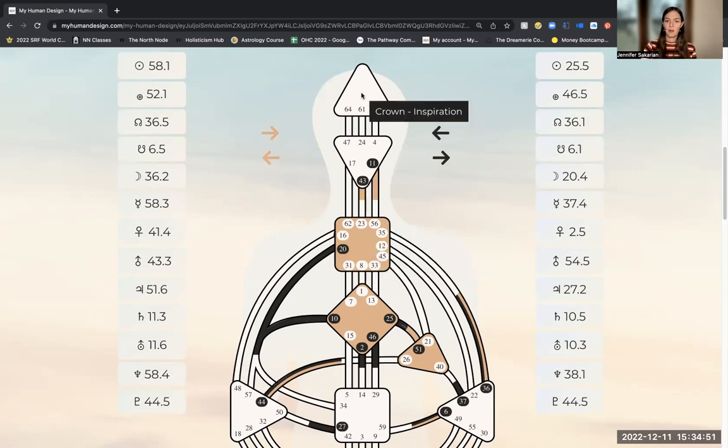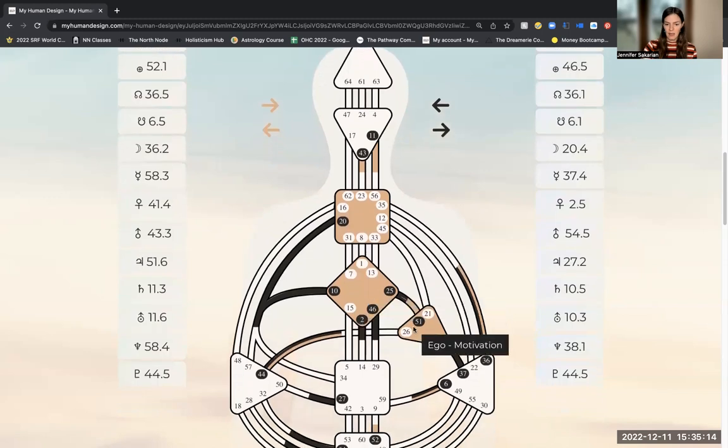The top one is the crown, the seat of inspiration. Below that, we have the ajna, the mind, where we process, intellectualize, and conceptualize ideas. Below that, we have the throat, the space of communication, of manifesting, speaking, how we speak to others. Below that, we have the G center, the seat of love and direction. Then to the right, we have the heart, the will, the ego. This is the seat of motivation, among others.